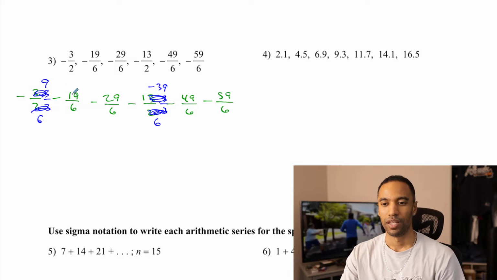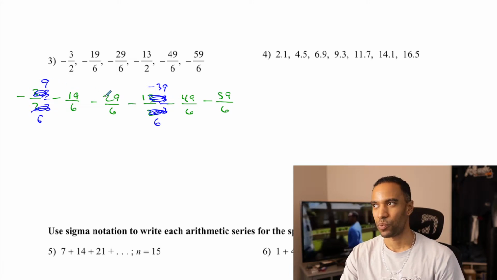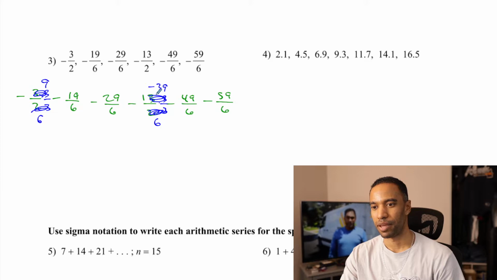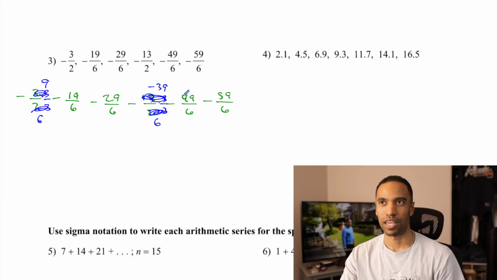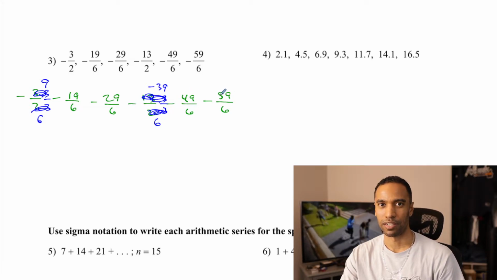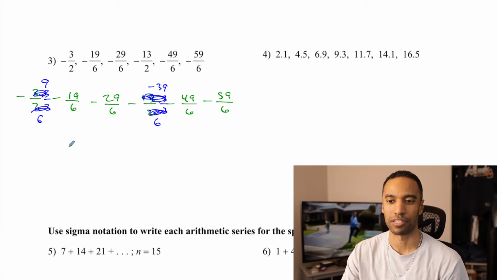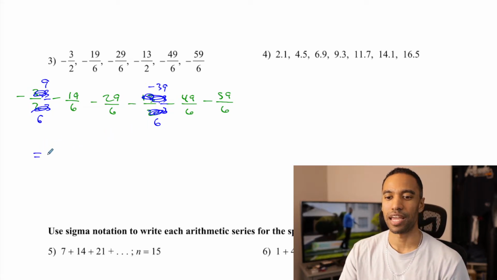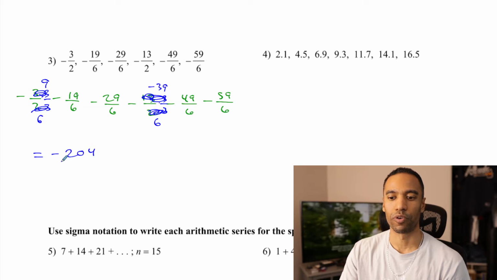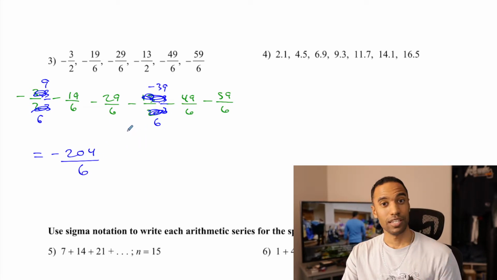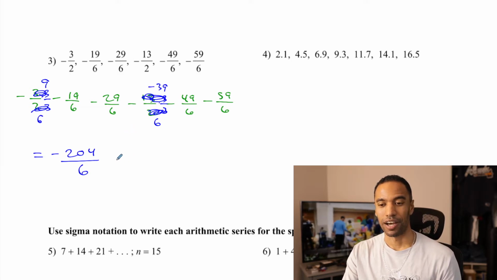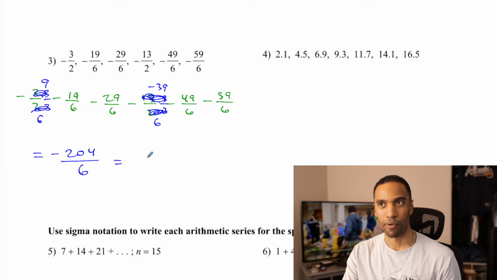Let's see. So negative 28 minus 29 is negative 57. Minus 39 is negative 96. Minus 49 is negative 145. Minus 59 is negative 204. I don't know if I said negative 204 before, but that's what I'm getting. So this becomes negative 204 over 6, right? Common denominator. This can divide by 6 evenly. Negative 34.